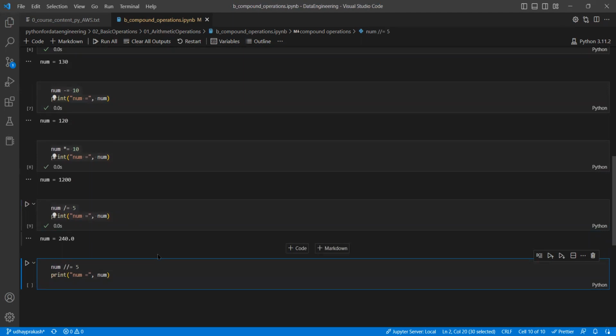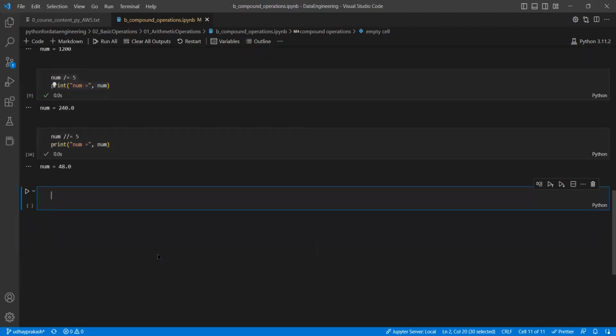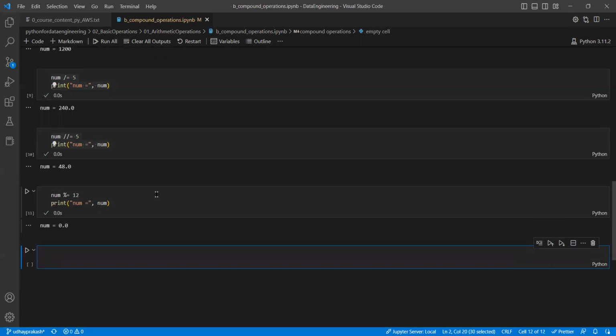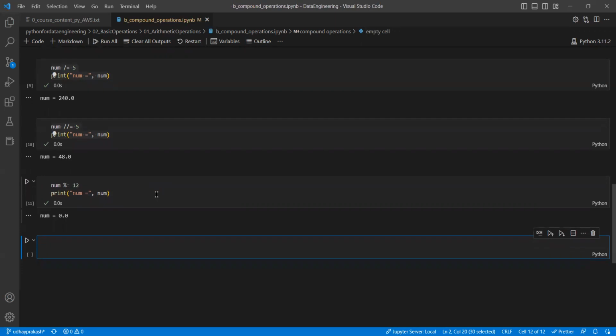Floor division means getting the quotient. If it is perfectly divisible, it makes no difference between ordinary division and this. But if it's not perfectly divisible, then you get the quotient, right? That's what you can understand. In the same fashion, you can go for a remainder operation or modulo division operation. Say 48 is there. I do percent equal to 12. You can notice that it becomes 0, meaning perfectly divisible, right? 12 fours are 48. So the remainder will be 0. So like that, we can do all operations.